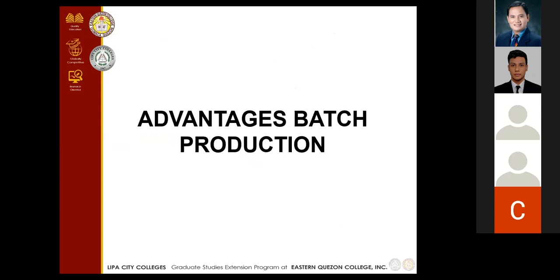So what are the advantages of batch production? So the advantages are the following. Number one is making in batches reduce the unit cost. Number two, can still address the specific customer needs. Example, the size, the weight, and the style. And the use of specialized machinery and skills can increase the output and productivity.